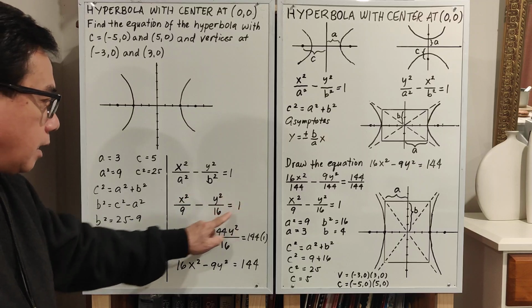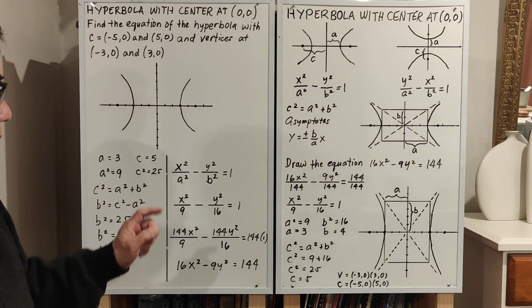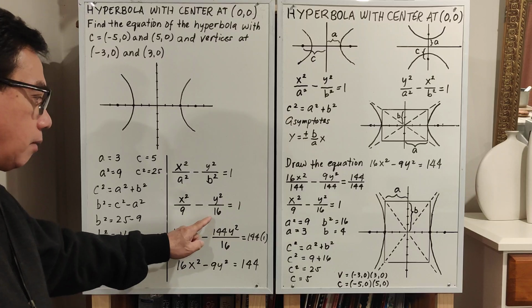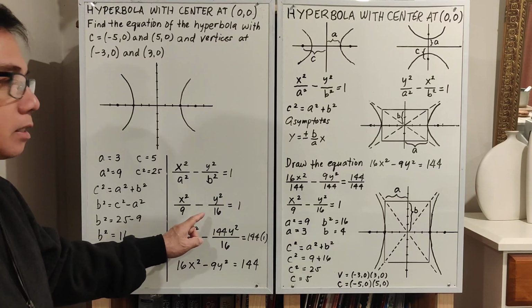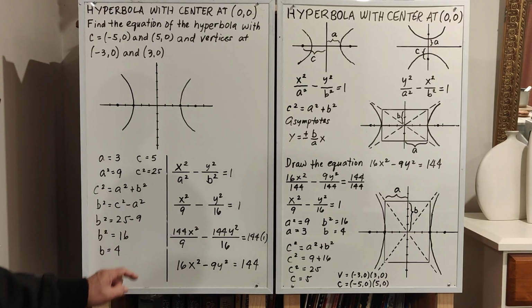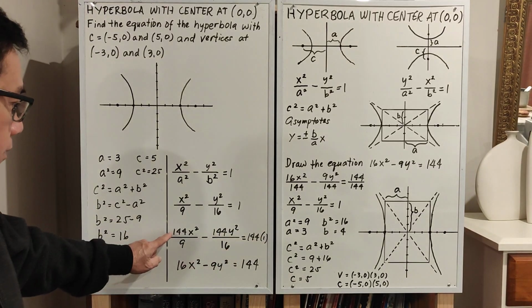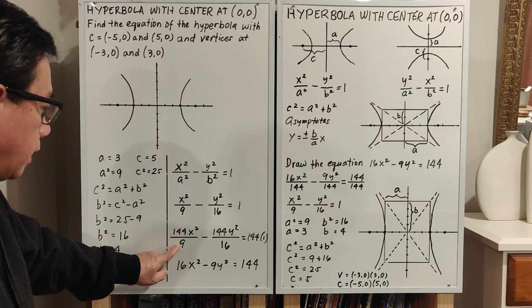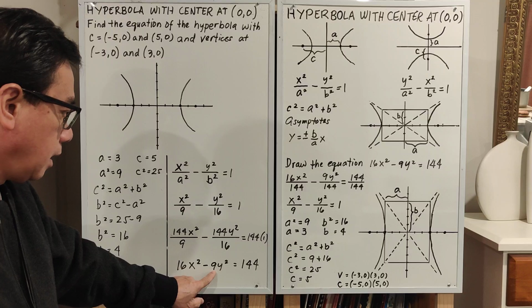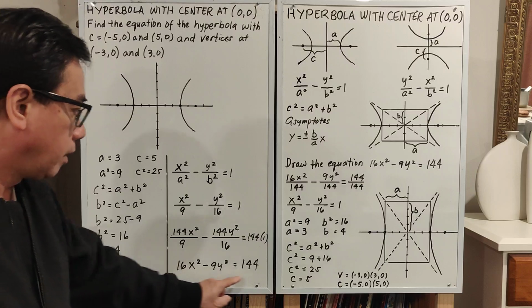So this is your standard equation. But if you want to remove the denominators, we multiply all the terms by the LCD, or least common denominator. 9 and 16 don't have a common factor, so your least common denominator will be 9 times 16, which is 144. So we multiply all the terms by 144. 144 divided by 9 is 16. 144 divided by 16 is 9. And 144 times 1 is 144. This now is your equation.